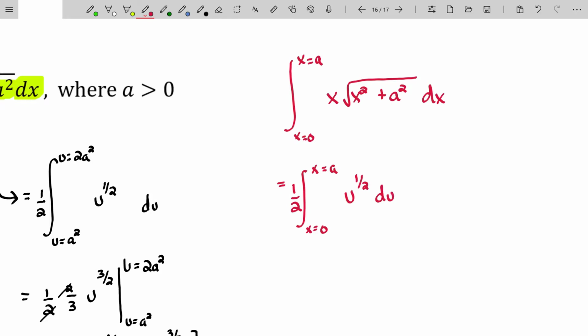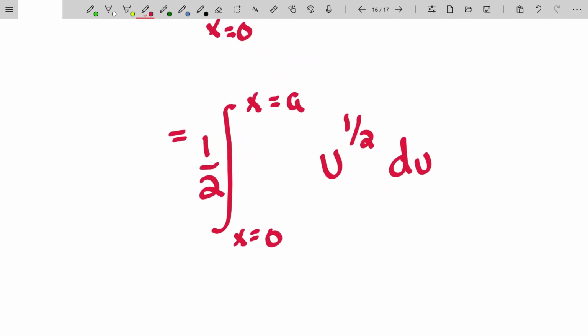And I have mentioned previously, integrating this is illegal because you need all of the variables to be the same. And right now they're not, right? You are integrating with respect to u to the 1/2, but from x equals 0 to x equals a.